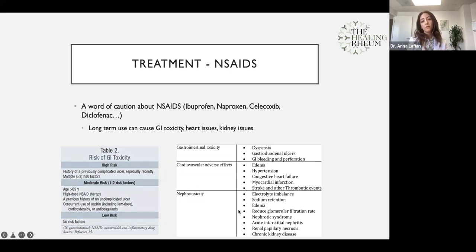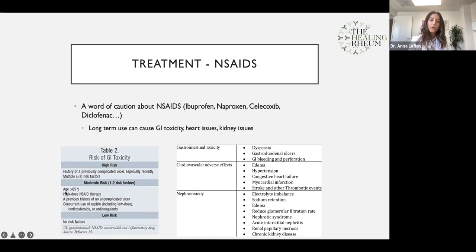But I also put in here in the table that it can affect the heart as well. A lot of this use long-term can increase the risk of MI, myocardial infarction, as heart attacks, strokes, and things like that. Can also mess with the kidneys. Again, I'm not saying this to scare you. It's not meant to be scary.